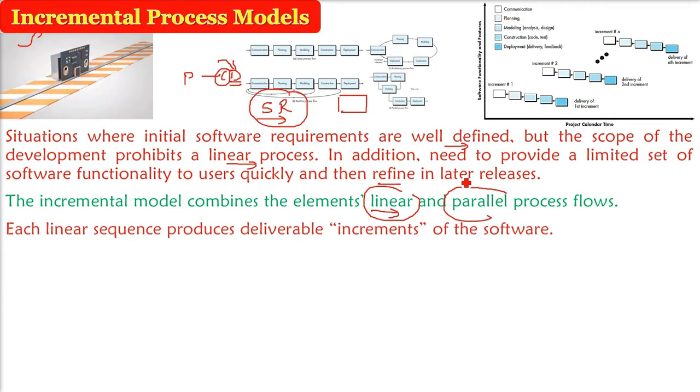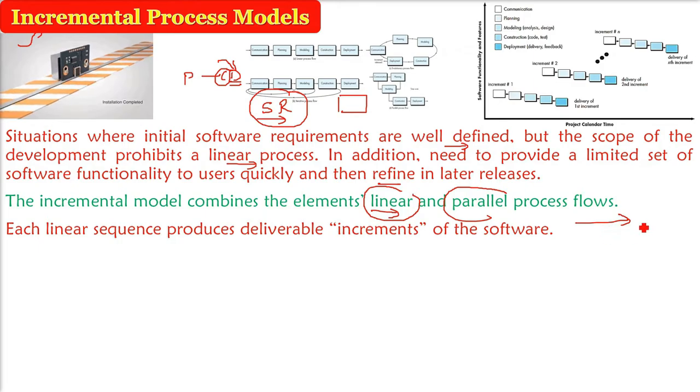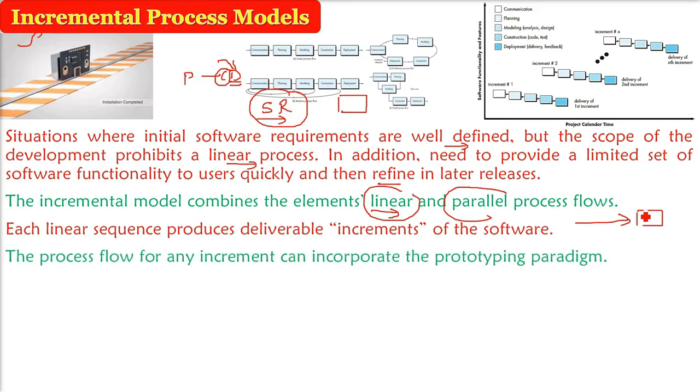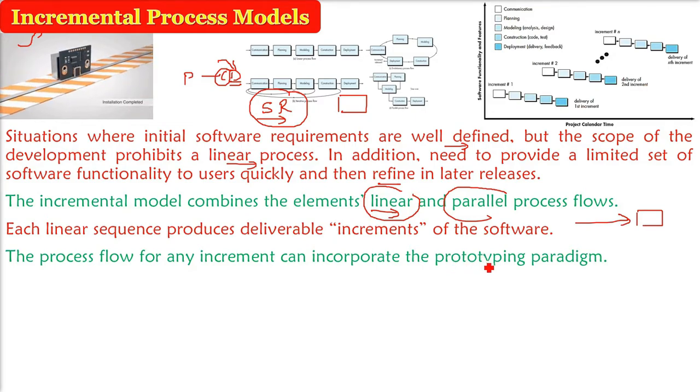So each linear sequence, right from communication till code generation or construction, you are delivering the software and then you are incrementing it. Again, you are following the linear sequence. So the process flow for any increment can also be incorporated with the prototyping paradigm. I'm not talking about the prototyping paradigm now. This is also a process model, but it is an evolutionary type of process model that we'll discuss later.